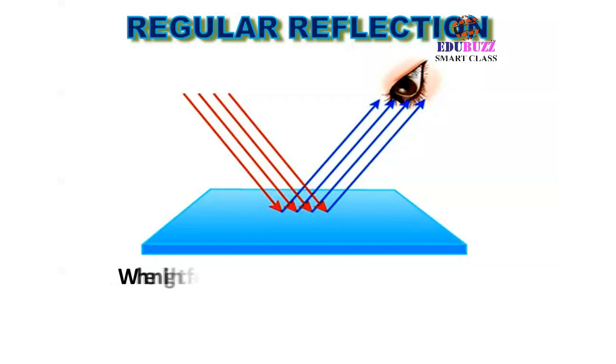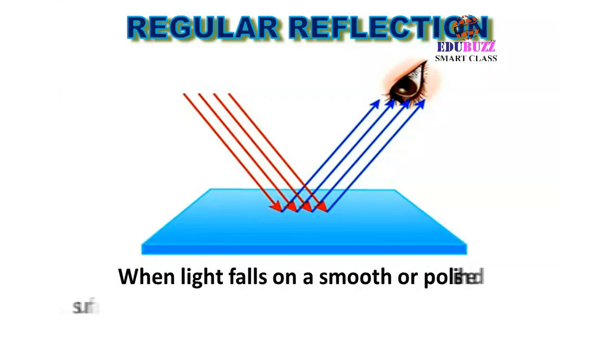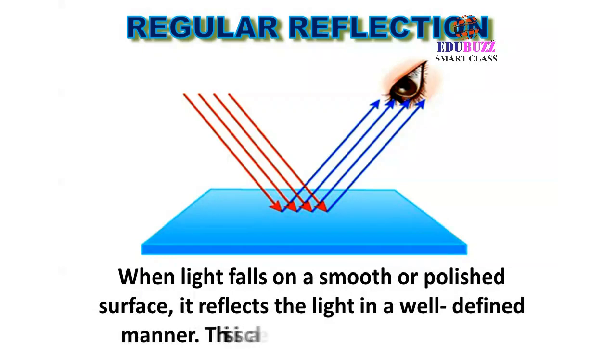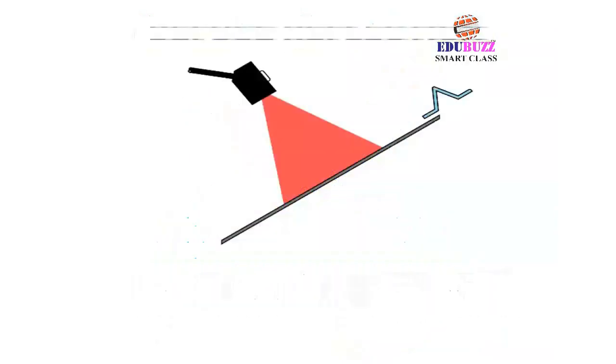Regular reflection. When light falls on a smooth or polished surface, it reflects the light in a well-defined manner. This is called regular reflection.